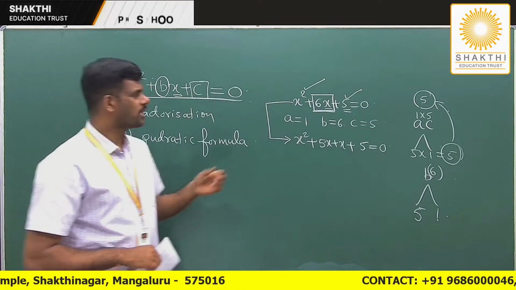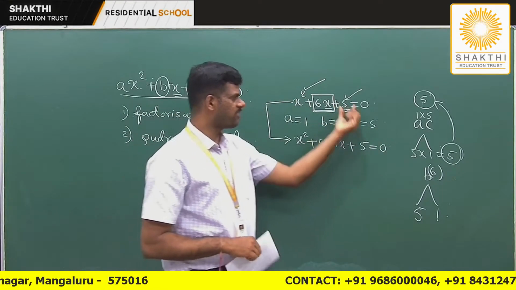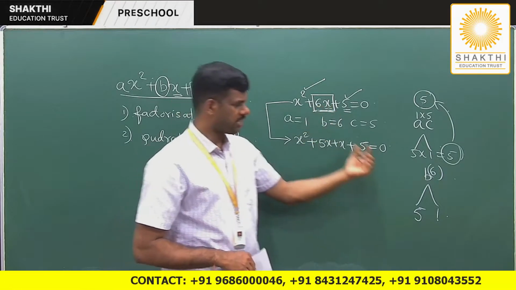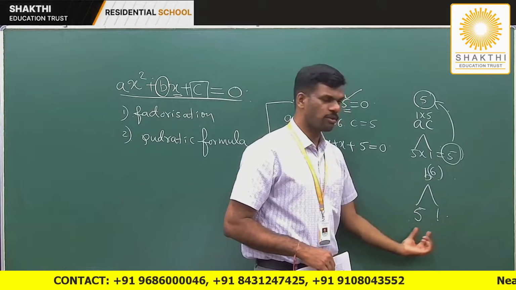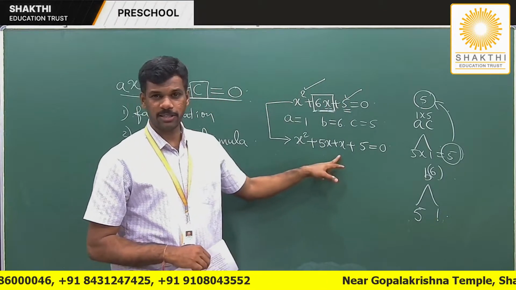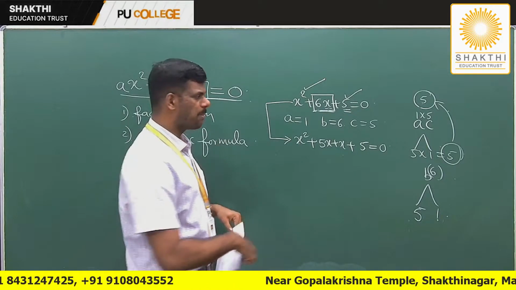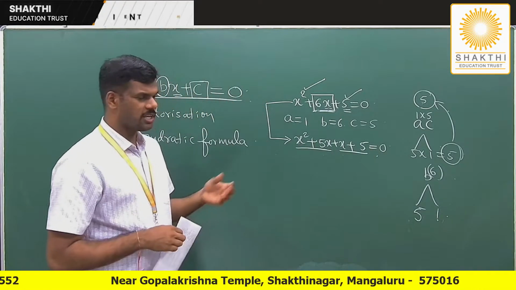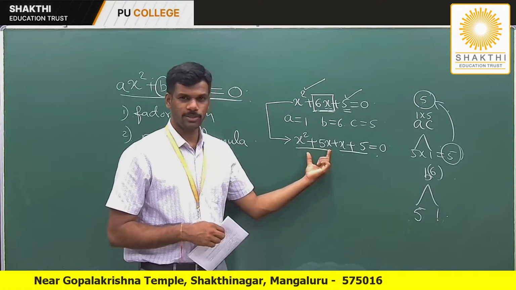I repeat, x square is written as it is, 5 is written as it is, the middle term is 6x. The factors of the middle term 6 are the two factors which you have found, 5 and 1. So I am writing 6x as 5x plus x. Now, clubbing the terms, I can club the first two terms and the next two terms. Hope you can see the underlined first two terms, x square plus 5x.